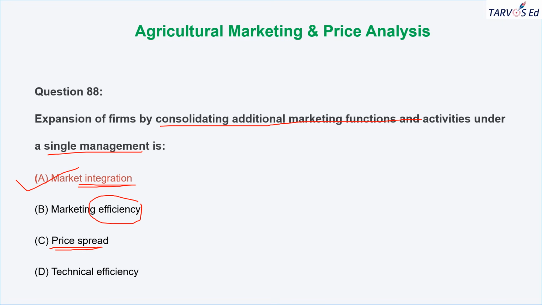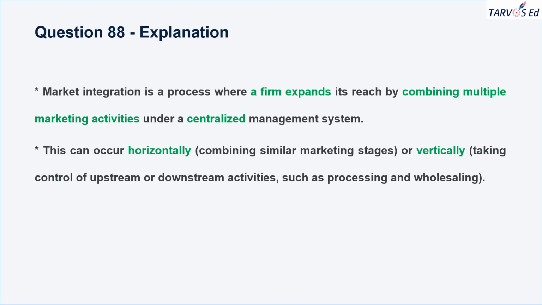Price spread is nothing but the difference between the price paid by the consumer and the price received by the farmer. Okay, it is difference between the consumer price and the producer price. We call it as price spread. And finally, technical efficiency is nothing but increase in the output. That is what we call it as technical efficiency. Okay. So the correct option is market integration. We'll see the explanation here.